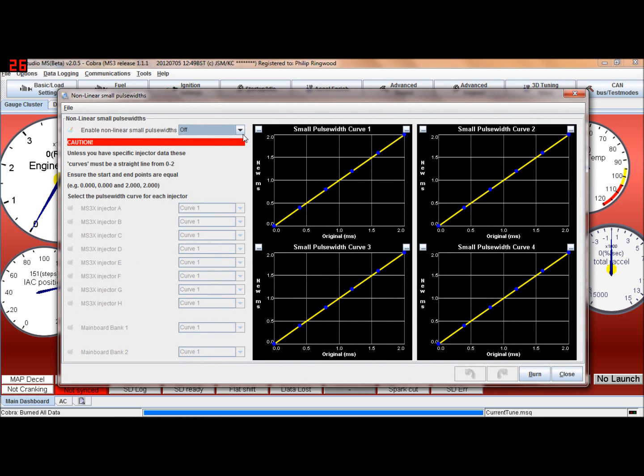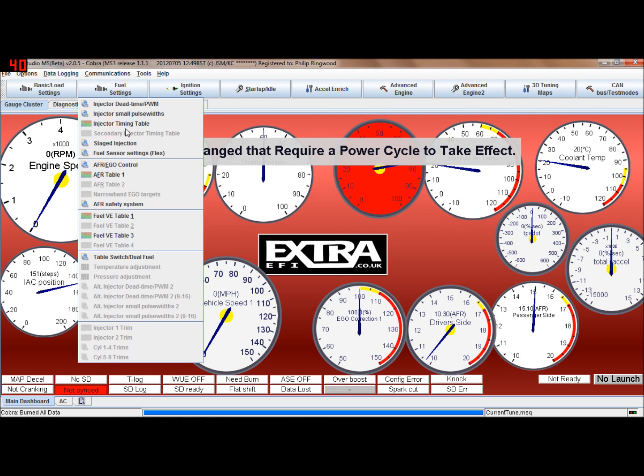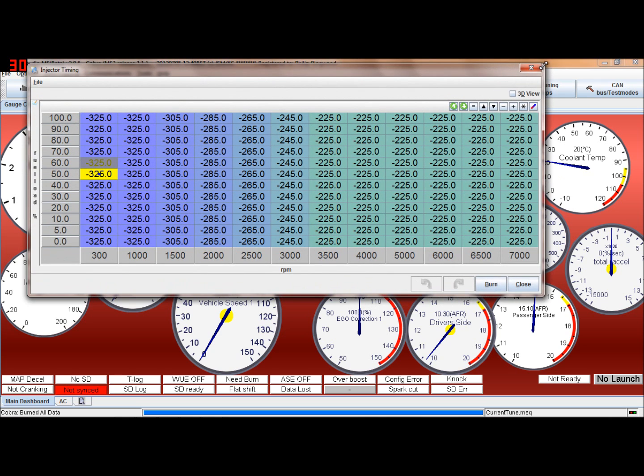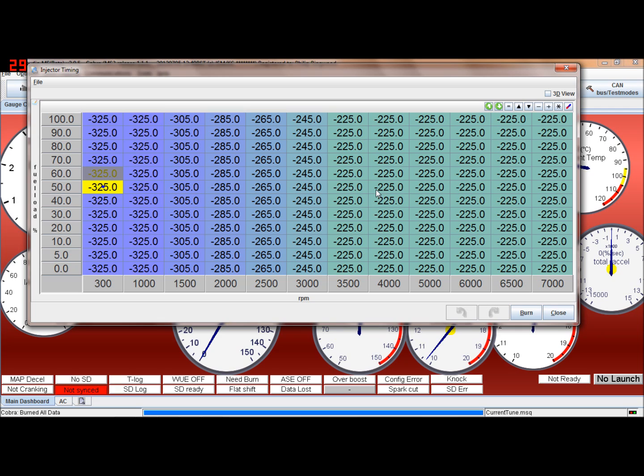Again, leave this exactly as it is. These are really for if you really knew what you were doing and you want to draw the characteristics of an injector. And you'd need to have all this information from the manufacturers. Injector timing table, we briefly discussed this earlier. This is when the injectors, if you're running sequential or semi-sequential, you can alter the angle when the fuel injectors are squirted.